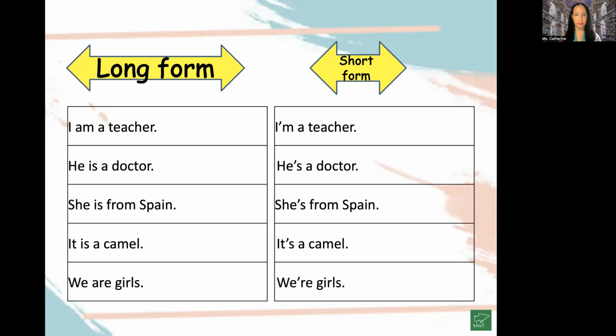Okay, let's try these again. All the short form. Let's say them together. I'm a teacher. He's a doctor. She's from Spain. It's a camel. We're girls. These can be a little tough, right? Lots of practice.